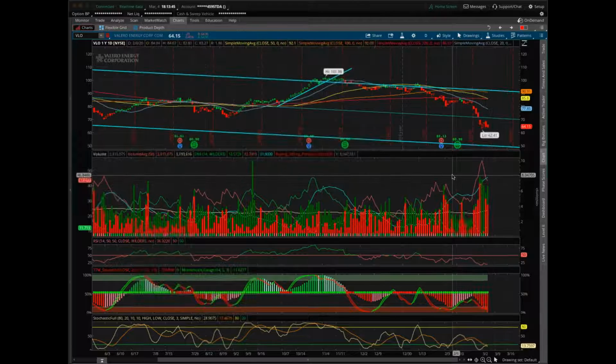All right, so that's the DMI. DMI green, buyers are in control. DMI red, sellers are in control. DMI blue, trend change possibly coming. All right.